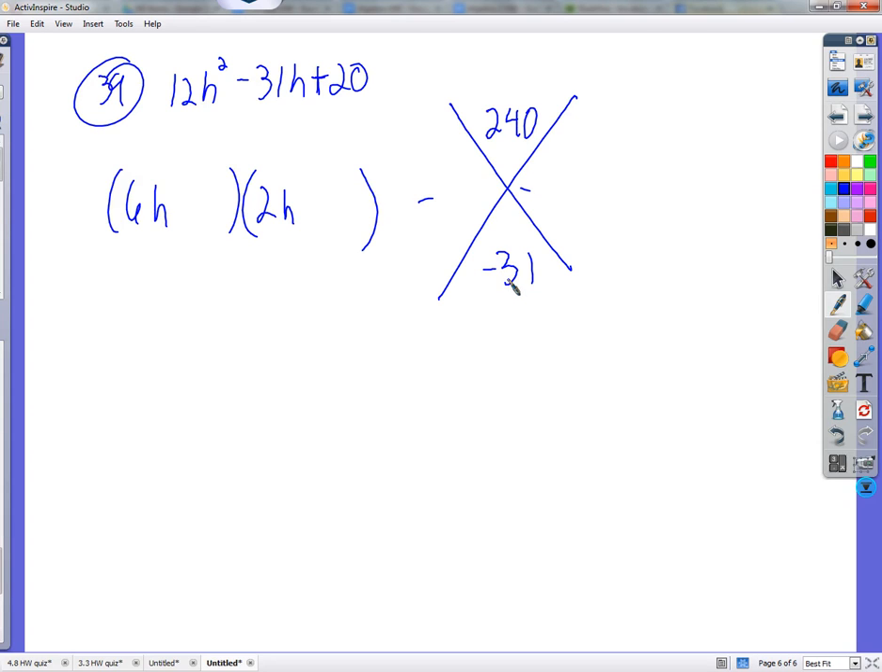Okay, and now there's a little bit of guesswork, but there's certainly a lot less work to check our guesses here. So just find some factors of 240. 24 and 10. So that's not going to add to negative 31.